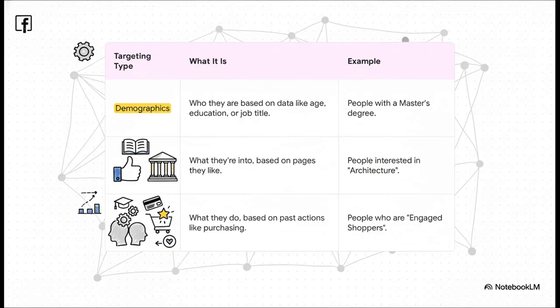So, Facebook gives us 3 amazing ways to find that person. You can target by demographics. This is stuff like their age or if they have a master's degree. Then there are interests, what they're into based on pages they follow, like architecture. And finally, behaviors. This is based on what they do, like if they're an engaged shopper who clicks on ads. It's an incredibly powerful toolkit.